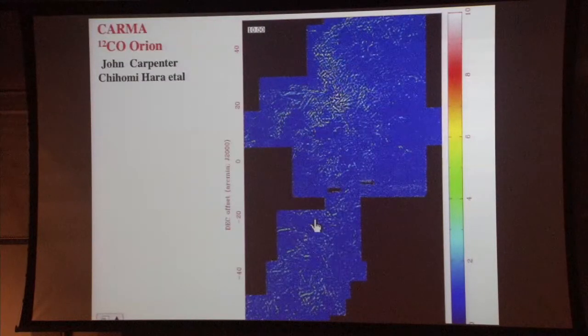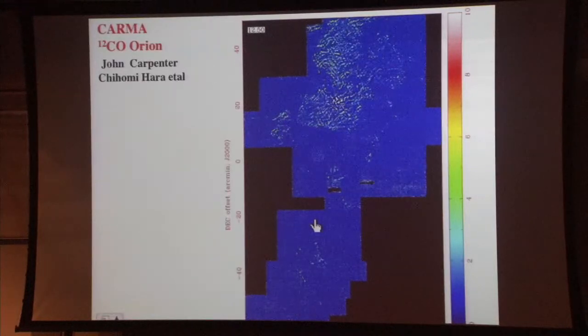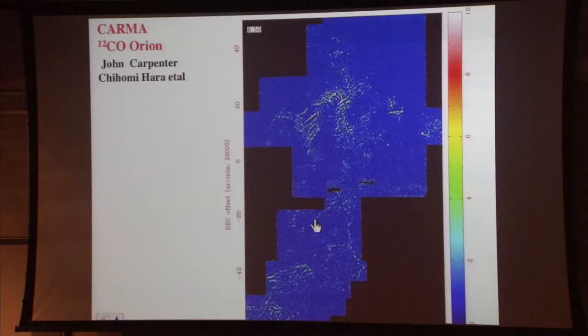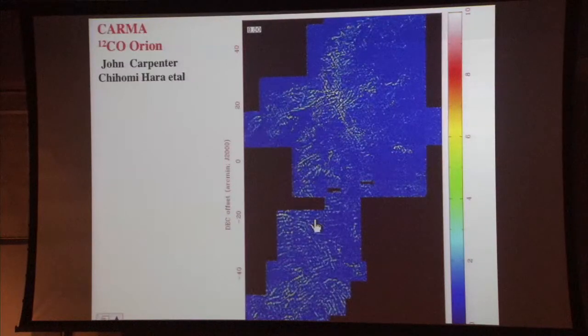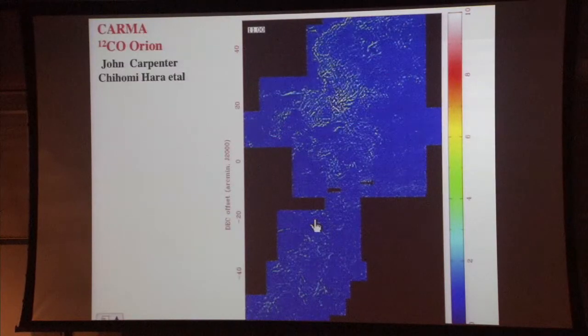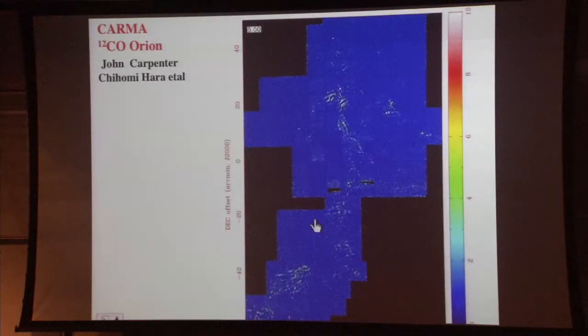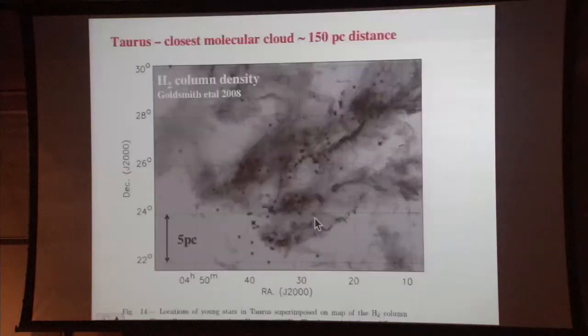Are these structures tubes? Are they intersections of planes? Or are they illuminated surface areas of the molecular cloud? And I'm sure John and company will be figuring that out before it's published by one of you guys. But it's a really beautiful map.